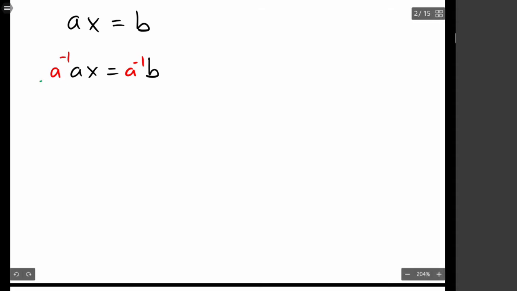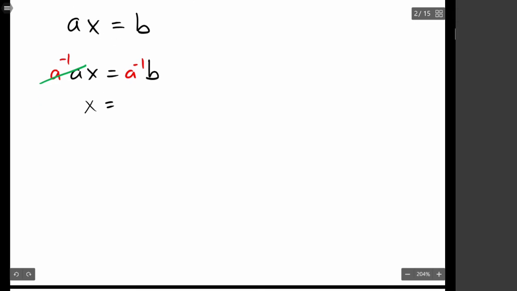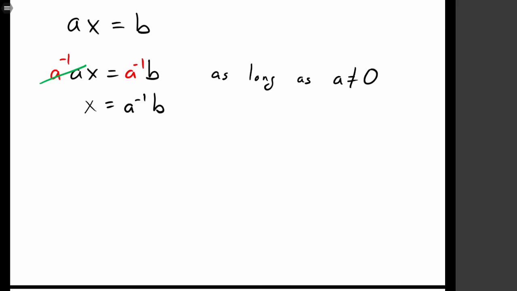So what happens here is these cancel out, because 1 over a times a is 1, and we get that x is equal to a inverse b. Which of course is b over a, normally for numbers, but this is the idea here. Now this is all true as long as a is not 0. Because if a is 0, then the number just doesn't have an inverse, no multiplicative inverse.